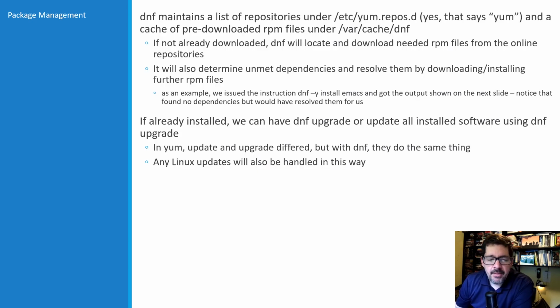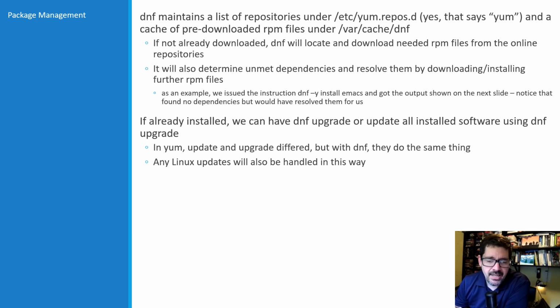So DNF maintains a list of all the repositories in the config file in /etc, just like everything else. We have a config file in /etc, and you can configure where it goes to look for dependencies and for packages. So you can point it to a repository. There are some cases where you have to point it to a different repository because the repository you're pointed at doesn't know about the package you want to install.